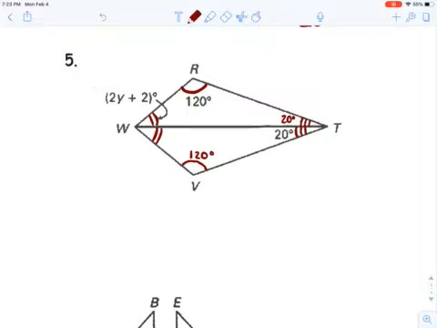To do so, we're now going to use these 3 angles to set up an equation. Those are 3 angles in a triangle. That means if I add them all up, they should equal that same magic number, 180. So 120 plus 20 plus 2y plus 2 should equal 180. Adding 120 plus 20 plus 2y plus 2.